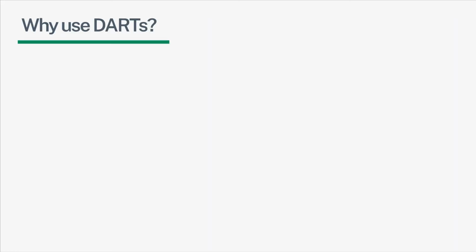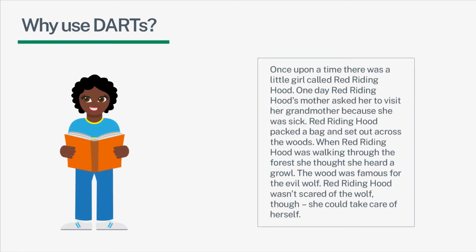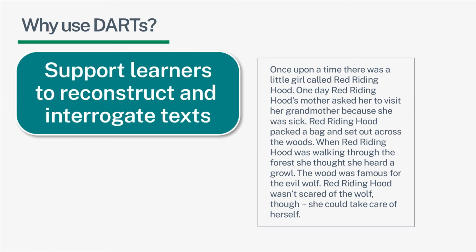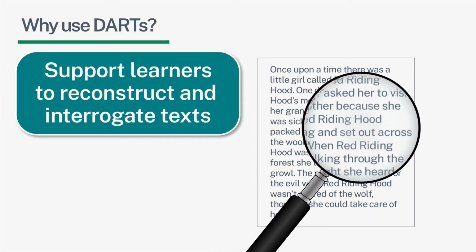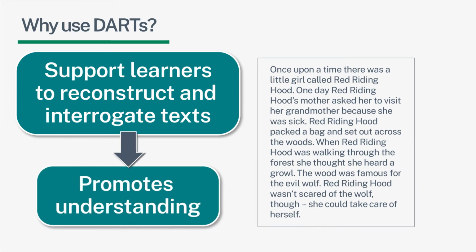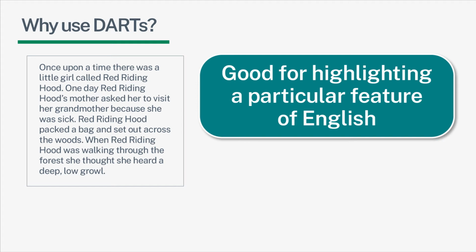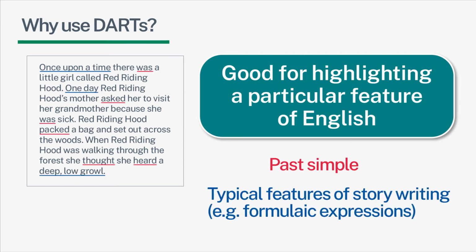So, why use DARTS? It's often possible to complete a comprehension task on a piece of text without fully grasping its meaning. However, using DARTS can support learners to reconstruct and interrogate texts, which promotes greater understanding. Using DARTS can be a good way of highlighting particular features of English. For example, in this text about Red Riding Hood, the activity could draw attention to the past simple, or typical features of story writing, such as formulaic expressions.